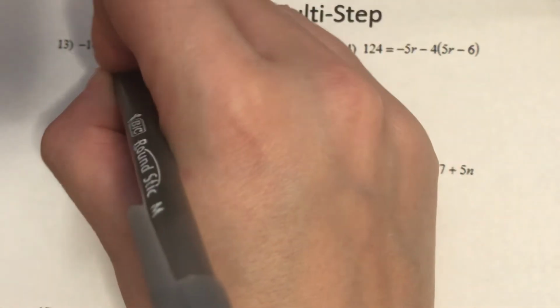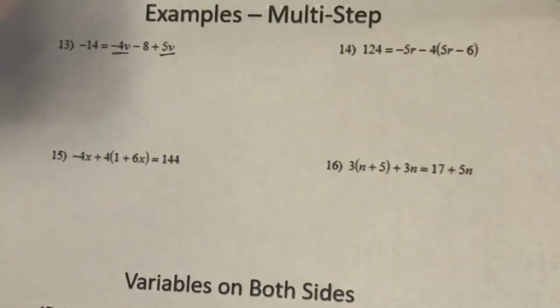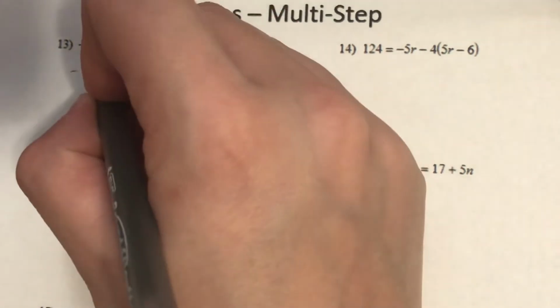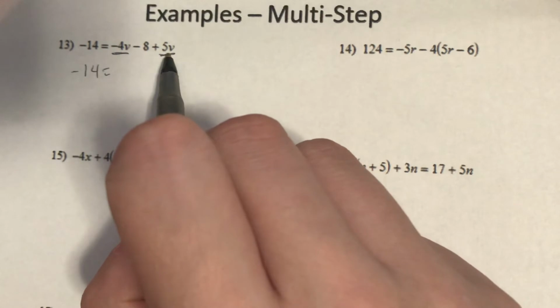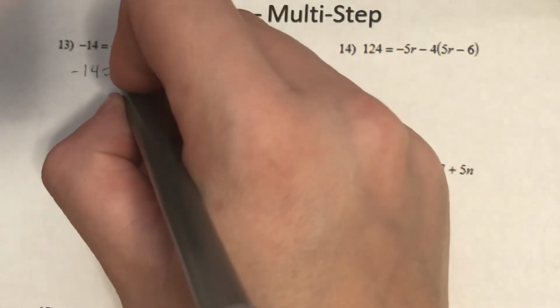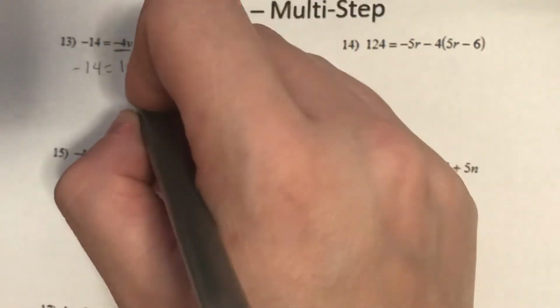I'm going to underline our like terms, which are -4v and 5. So I know I can combine those because they're like. So -4v plus 5 will just give me, I have a negative and a positive. I'm going to subtract, keep the sign of the bigger number. So this is just 1v, or just v, -8.